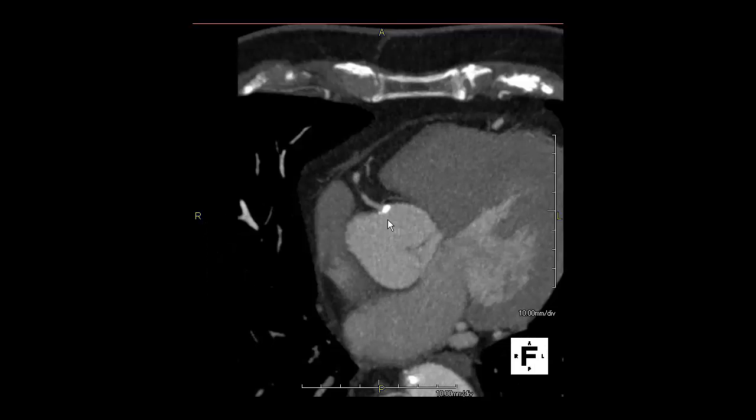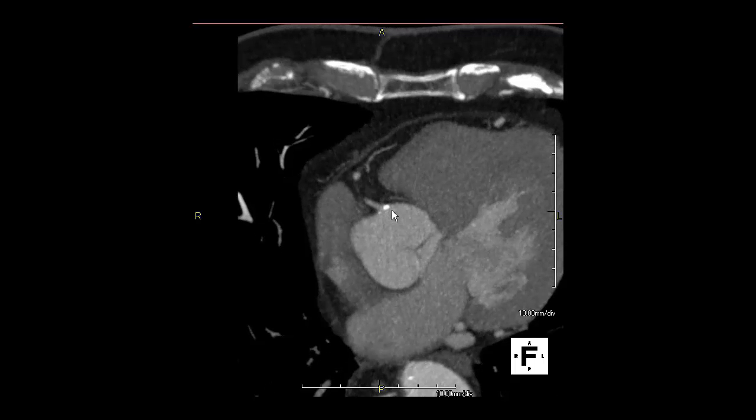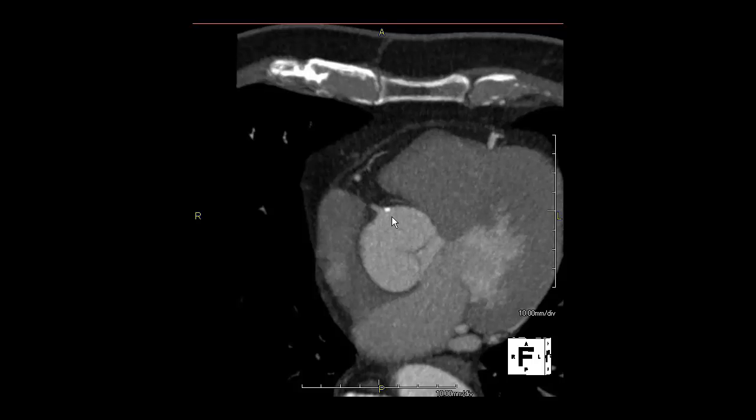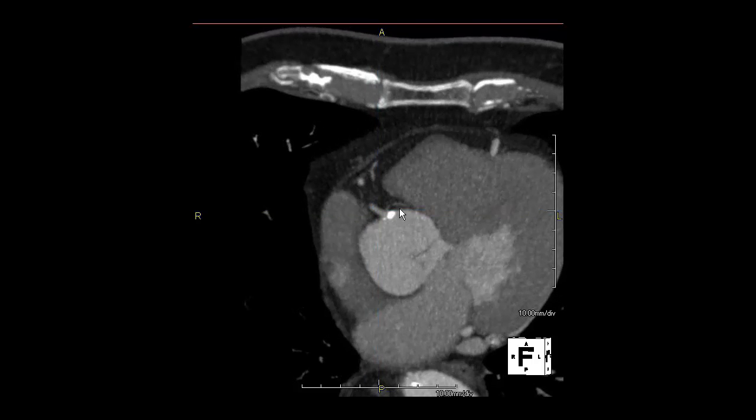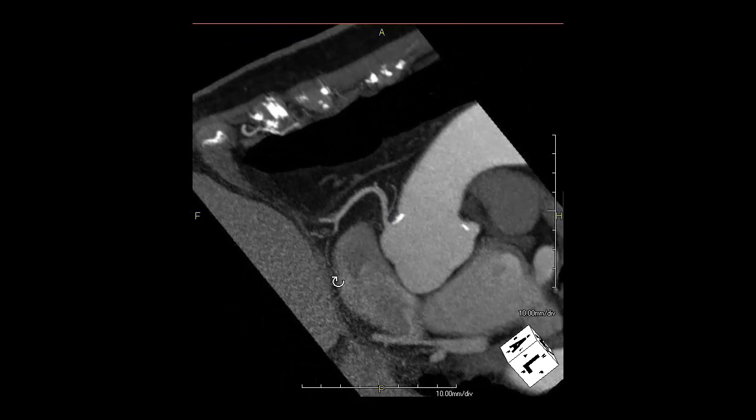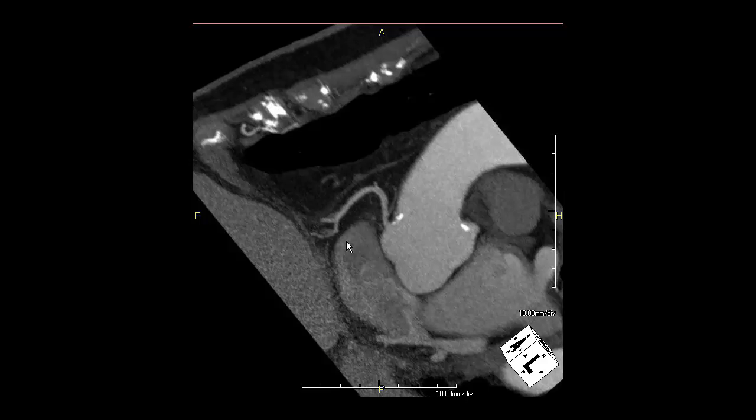Finally, the right coronary artery, there is some calcification near the origin of the right coronary, but as you go up and down, you can see that the coronary itself is not compromised. If you evaluate the vessel as it goes along, you can see that it's otherwise normal, it's small and non-dominant.